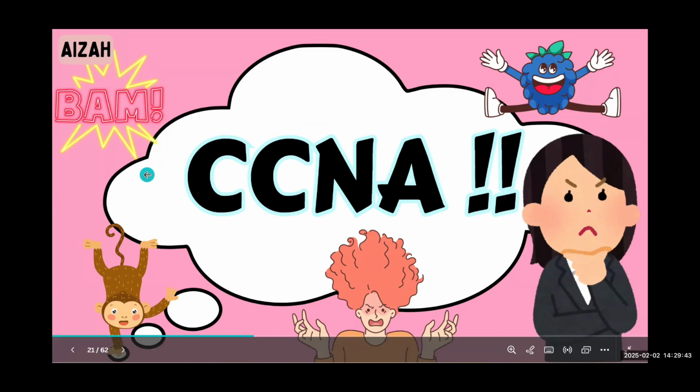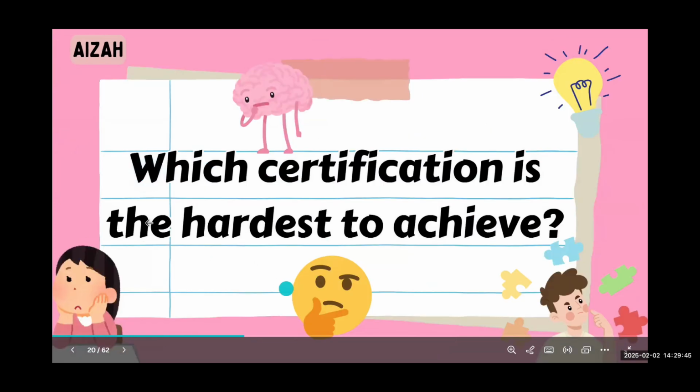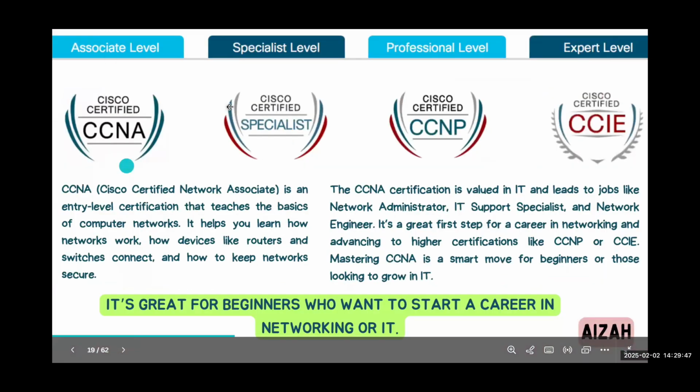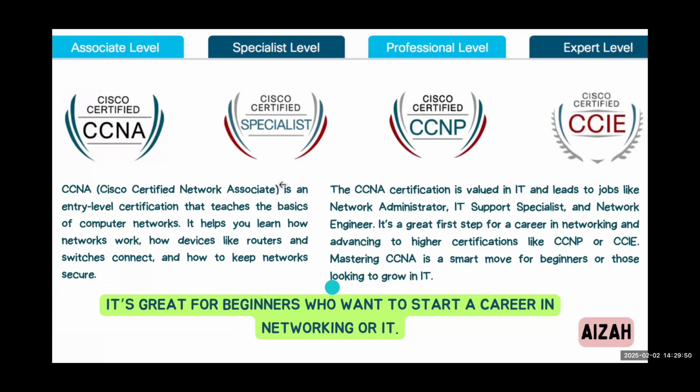I actually want to give you guys an example. The reason the associate level is the hardest one is because you have no background information. You have literally nothing. You're starting from scratch, building all the concepts. You have to build the knowledge.